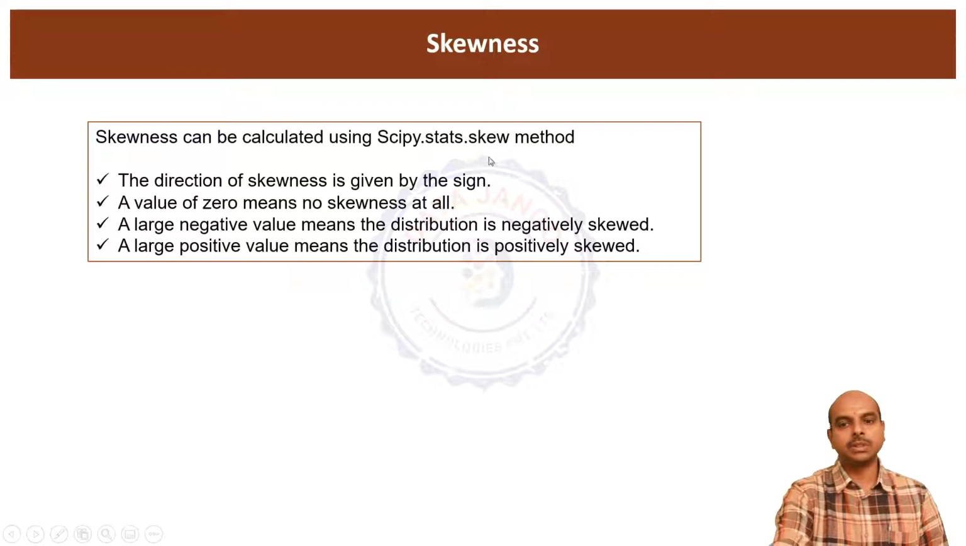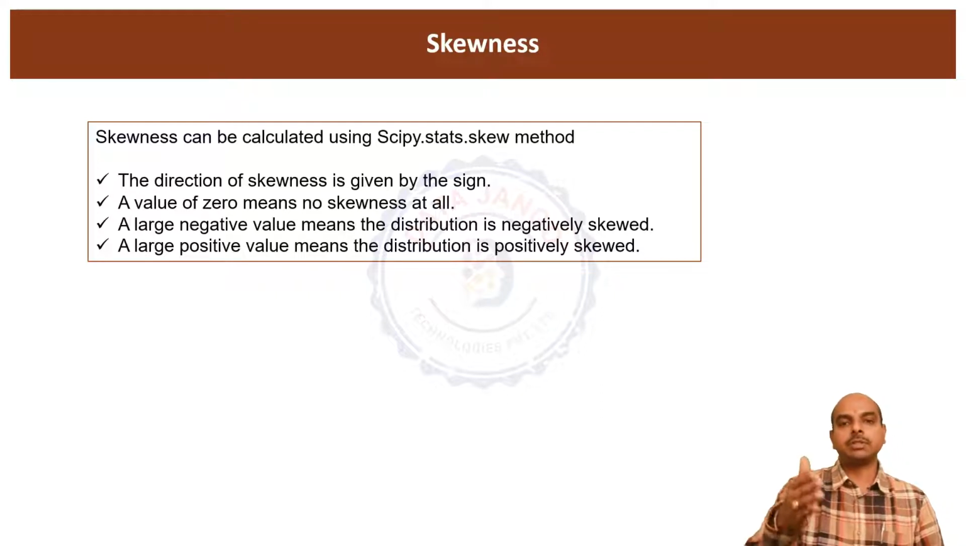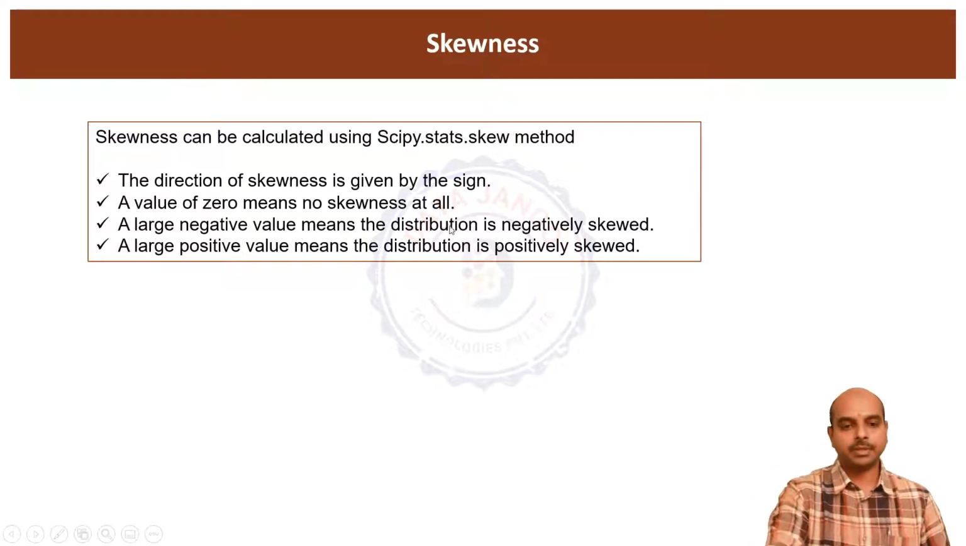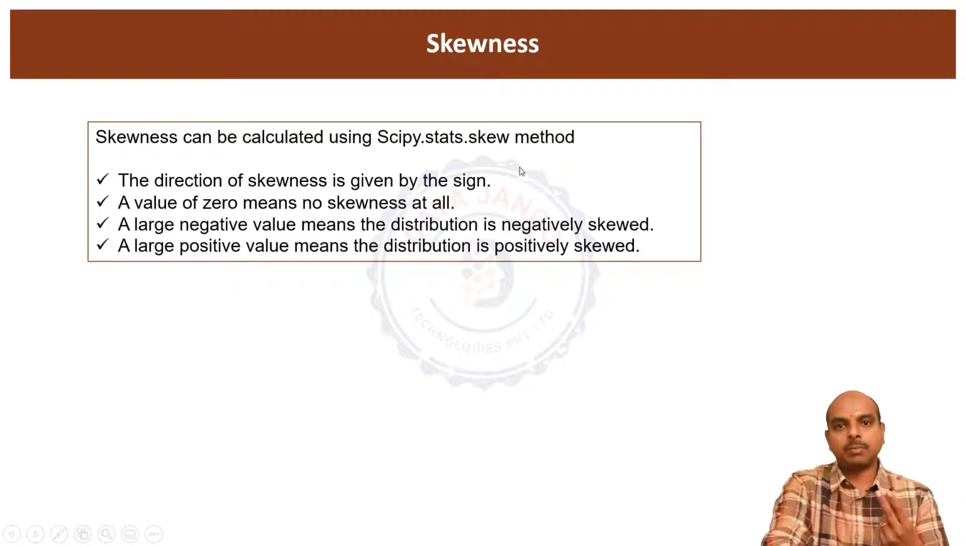When you calculate the skewness using the skew method, if it is negative, that means it's a negatively skewed or left-tailed distribution. If it is positive, it is positively skewed or right-tailed distribution. If it is zero, that means the data is normally distributed. The larger the negative number, the larger the negative skewness, and the larger the positive number, the larger the skewness in the positive direction. The strength is given by the number calculated by the skew method. There are two formulas for skewness calculation, but we are not going into the details of the formulas, but that's okay as long as we can use the skew method and calculate it.